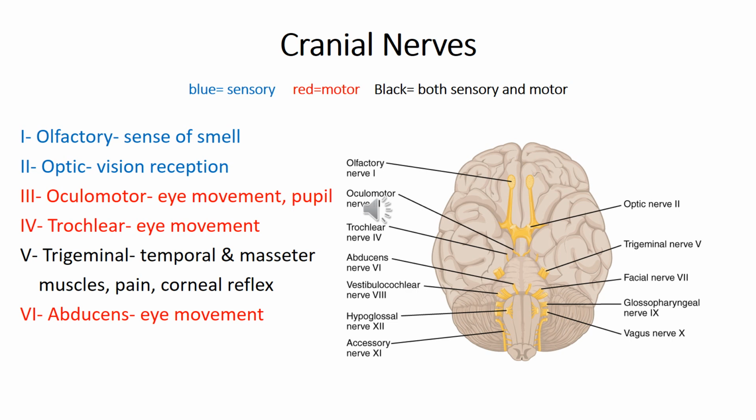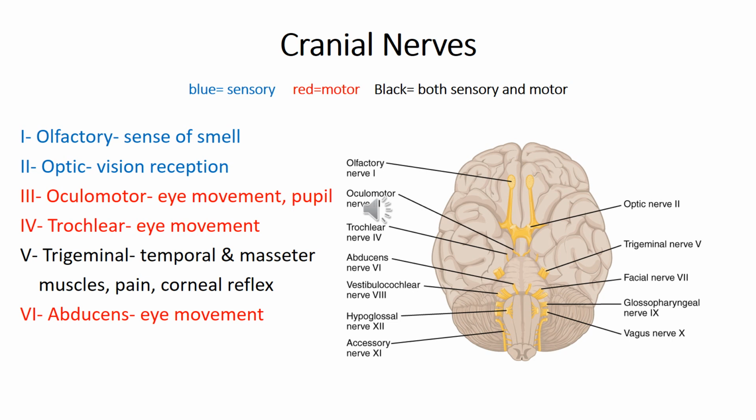There are 12 cranial nerves. Each nerve serves a specific purpose. Some are for sensory, some are for motor, and some are for both sensory and motor. Cranial nerve 1 is the olfactory nerve, which involves the sense of smell. Cranial nerve 2 is the optic nerve, which involves vision reception.